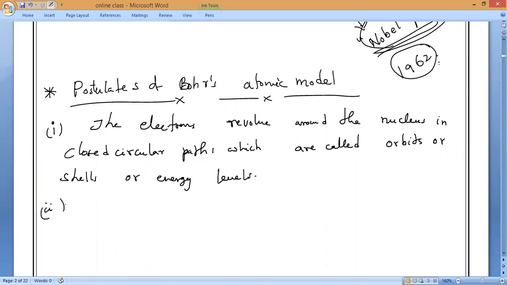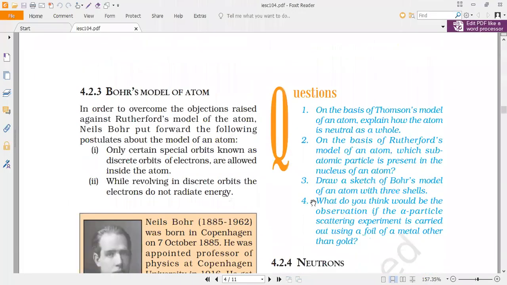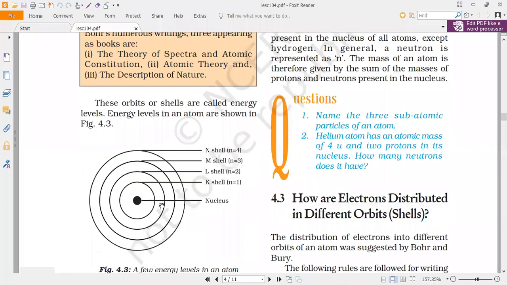That is the first postulate of Mr. Bohr. Next, I think you might have already seen this in our NCERT book also. Now you can see what Mr. Bohr said: how the electrons are revolving around the nucleus in particular orbits, particular closed circular paths. That is what is called orbits, or we can say shells.